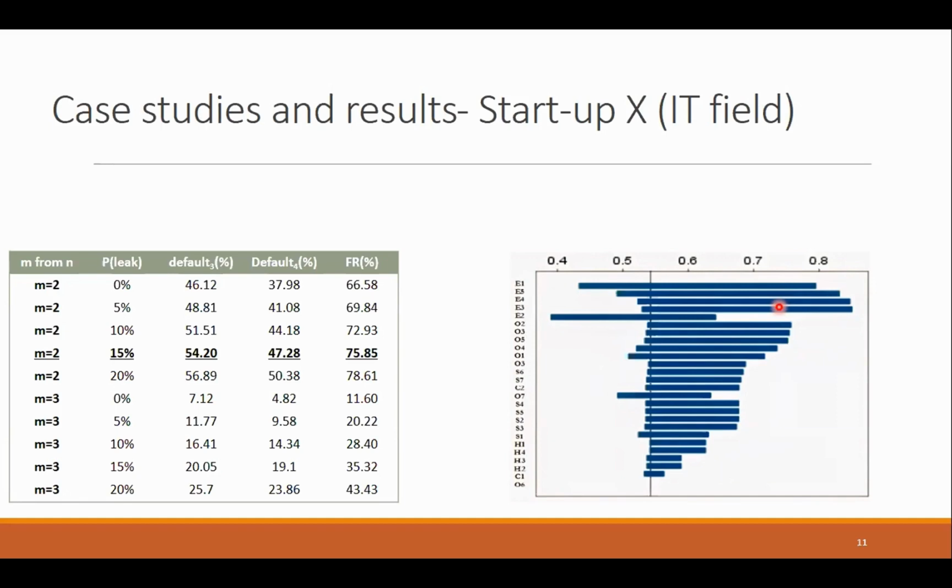There are some case studies for showing the results of the model. The first case is a startup in the IT area. The startup was founded 3 years ago and generates revenue, but in an unstable manner. So the value of noise is set at 50. It means leak noisy is 15%. And the parameter M is set to 2 for all factors.